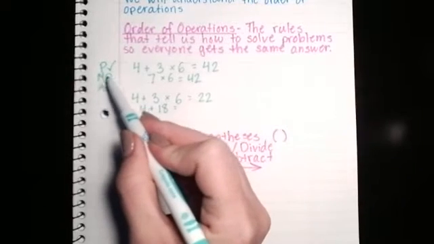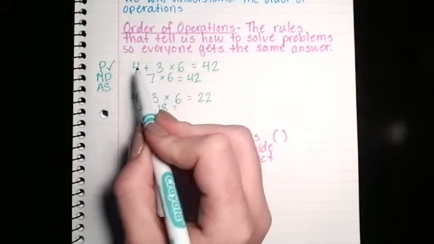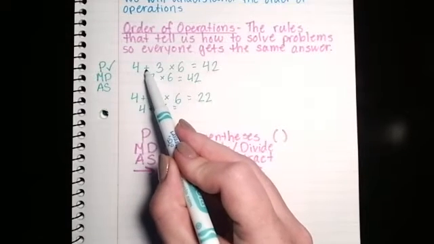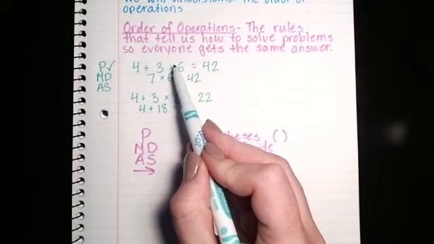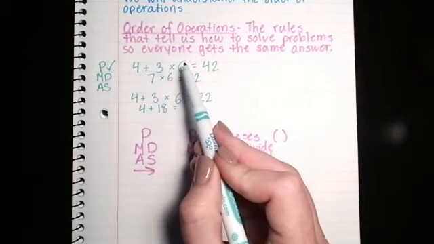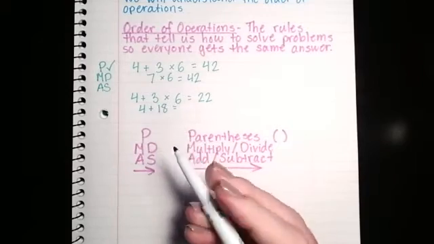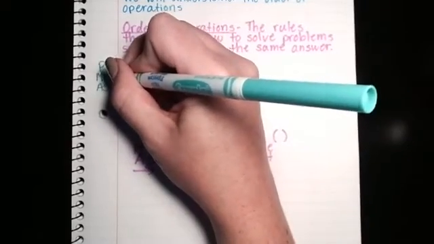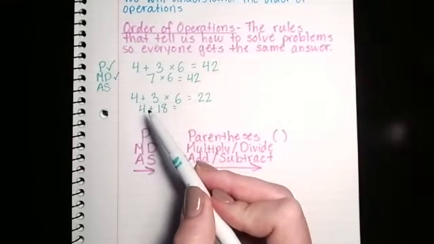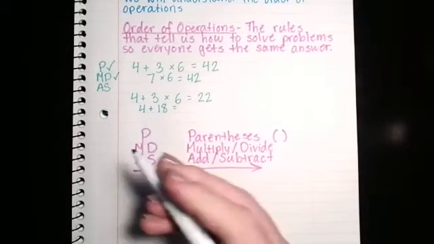Next, I'm looking for multiplication and division, going from left to right. This is addition, so I'm not going to do that. This is multiplication though, so I am going to do the multiplication first, like I did down here. 3 times 6, that's 18. So I did that. There's no division to do. Now my last step is I can do the addition and subtraction, and that would be the 4 plus.